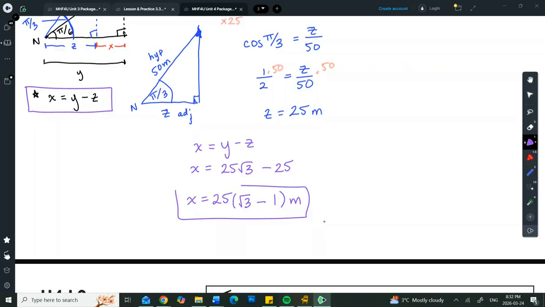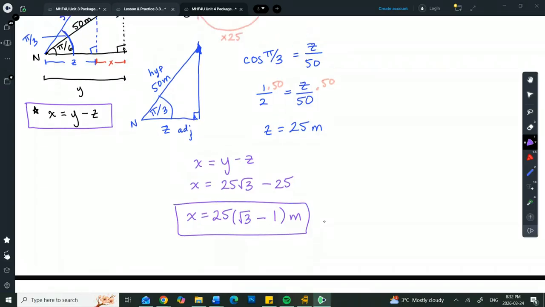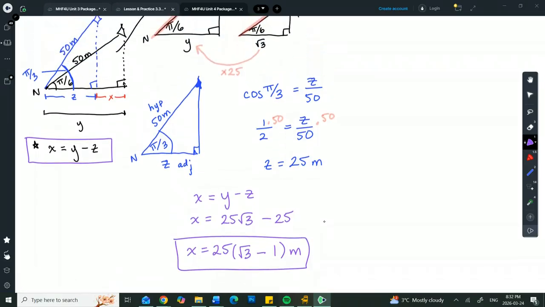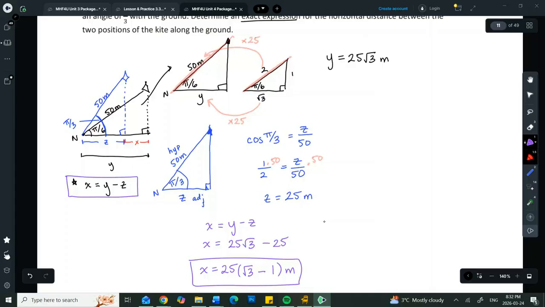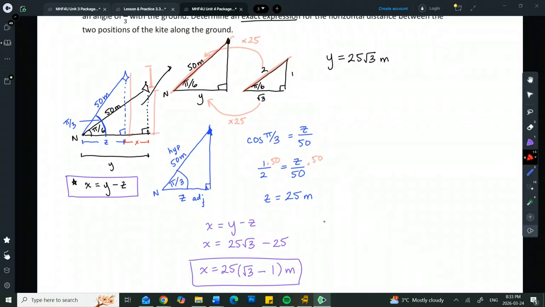And that would give us the exact expression for the difference between the positions of the kite horizontally. Now, if I was looking for vertical, some questions might ask you something like that. I would just be looking for the difference between these two positions. So I would find this length here, and I would find this one, and I would subtract them.